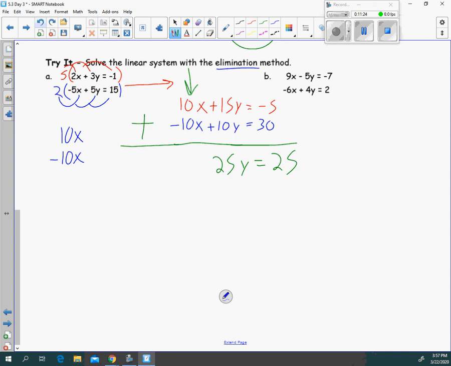I wonder what the answer is going to be. Let me do some mental math. 25 times what equals 25? Yeah, I know you're thinking it. Y equals 1. You guys are smart. Okay? So y is 1 there.